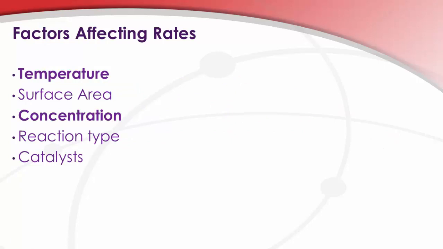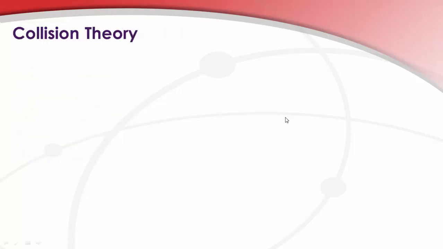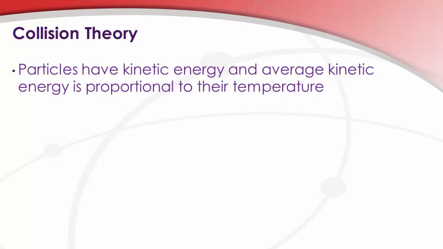So yesterday we talked about the factors affecting rate. We talked about temperature, surface area, concentration, reaction type, and catalysts. Today we're going to focus on a couple of ideas. We're going to expand on what we discussed yesterday with regards to temperature, and then we're going to dig deeper into the concept of concentration. So we need to be able to discuss collision theory in some detail if we're going to talk about reactions intelligently.